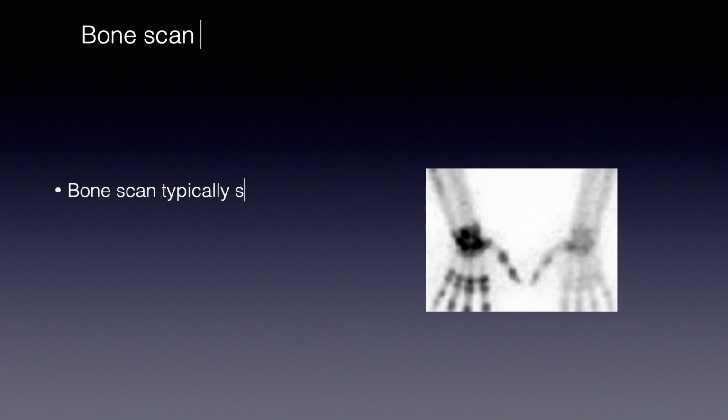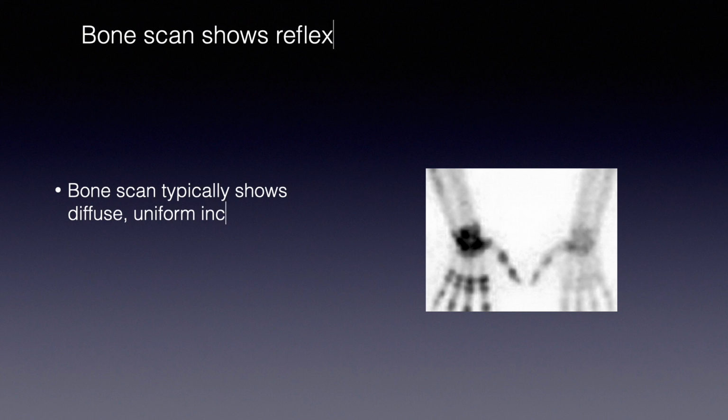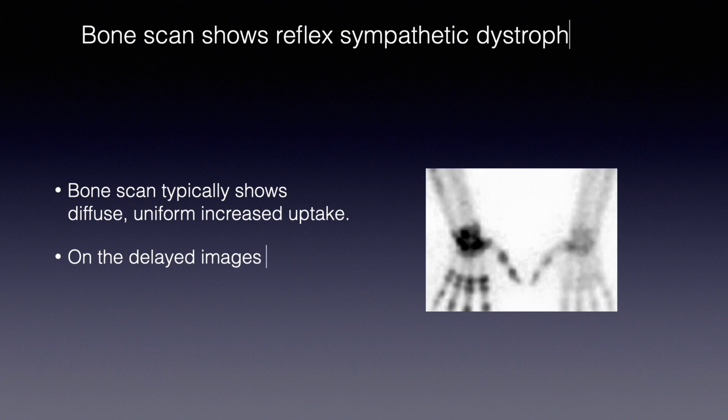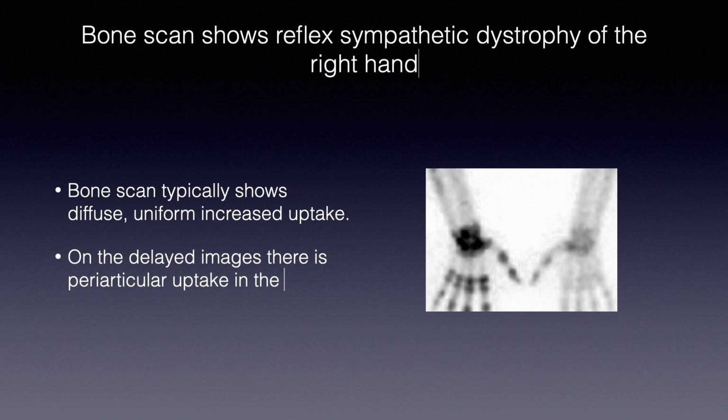Bone scan shows reflex sympathetic dystrophy of the right hand. Typically on a bone scan, there is diffuse uniform increased uptake in the affected region. On the current exam, on the delayed images, there is periarticular uptake in the right wrist, interphalangeal and metacarpophalangeal joints of the right hand.